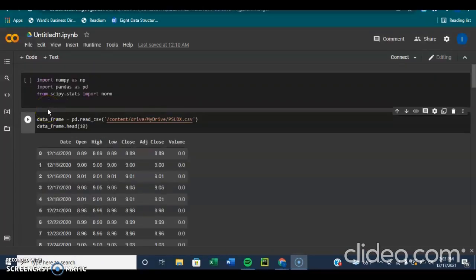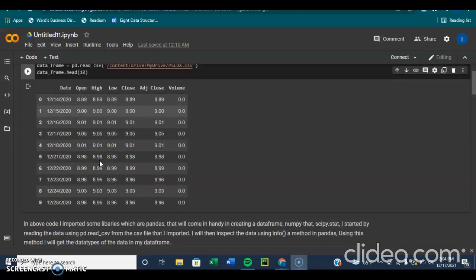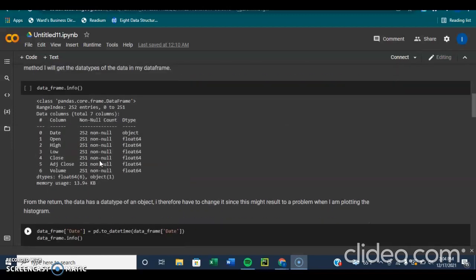So I'm going to explain how I used Python to perform my statistical analysis. I started off by importing some of the libraries, as you can see in this code snippet. And then after that, I read my CSV file using pd.read_csv, and then I displayed the first 10 rows of my data frame.